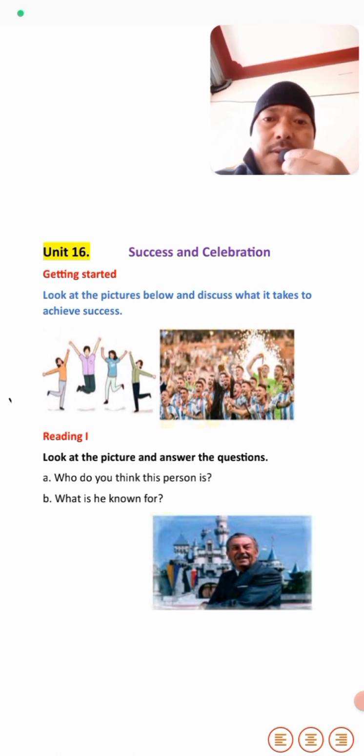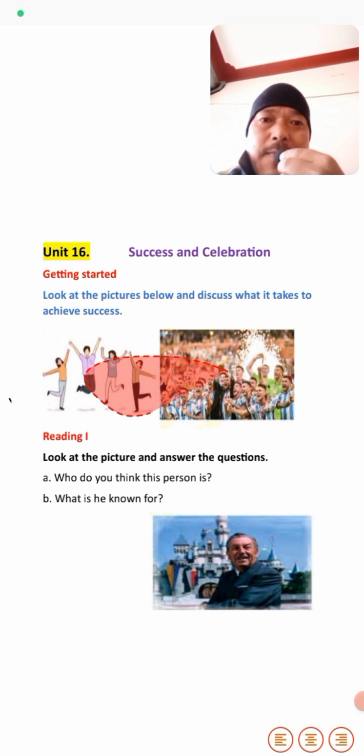We can see in the picture boys and girls, they are dancing here, and on the other side, we can see it's a football team. It's very clear they are holding a trophy and they have won the match. They might have won a match, and that's why they are celebrating and enjoying themselves after achieving success. So, this is how we can enjoy and celebrate after having great success. This is what we can see in this picture here.